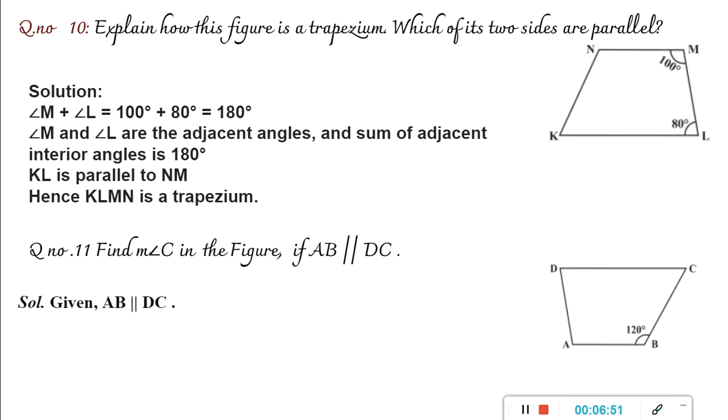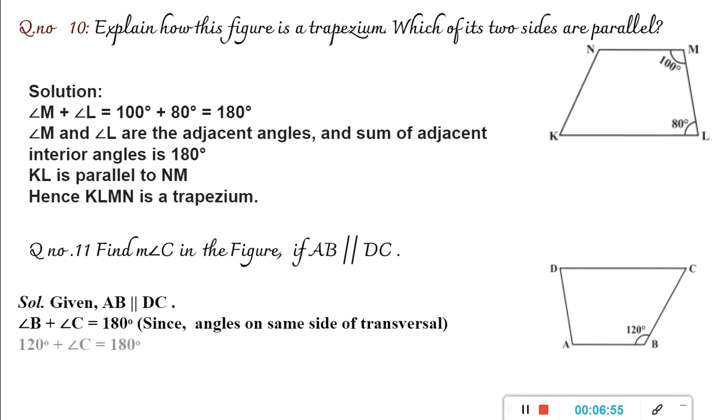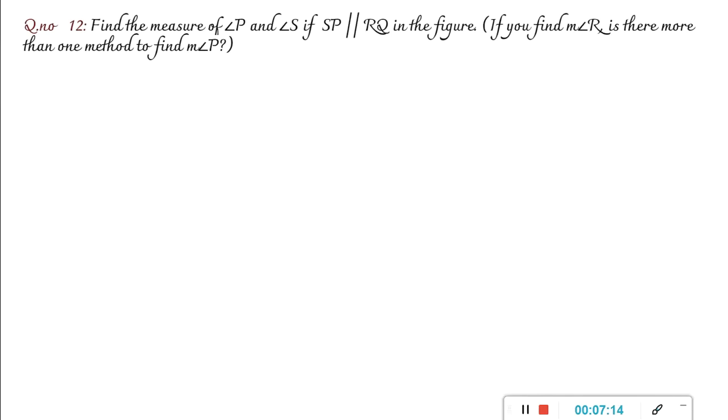So here AB parallel DC. So B plus C is equal to 180 degree. So 120 degree plus angle C is equal to 180 degree. So angle C is equal to 180 degree minus 120 degree, which is 60 degree. So we got the value of angle C, that is 60 degree. Clear? Now last question of this exercise, that is question number 12.